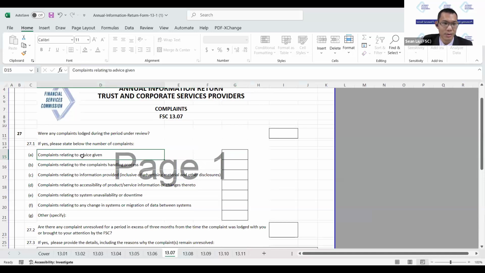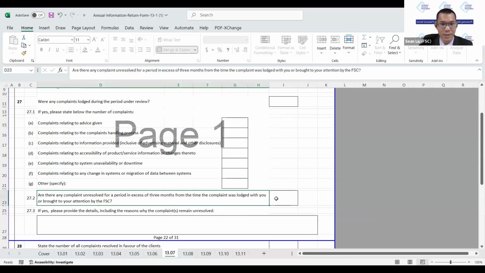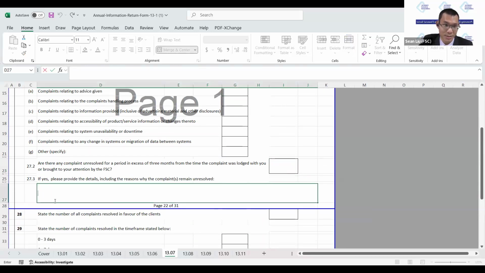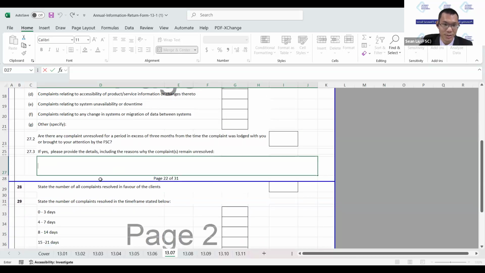Whether it's a complaint relating to advice given or complaints relating to the complaints handling process, or whether it's complaints related to accessibility of products or services or changes to said product and service information, just to provide a number here. We asked whether or not any complaints have been unresolved for a period in excess of 3 months. If yes, we ask you to provide details of why the complaint has remained unresolved for that period of time.